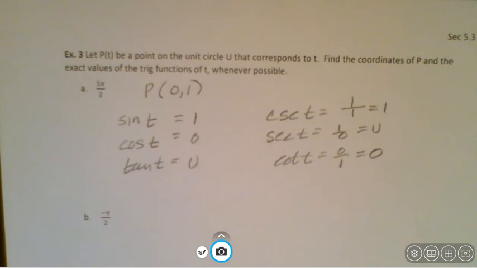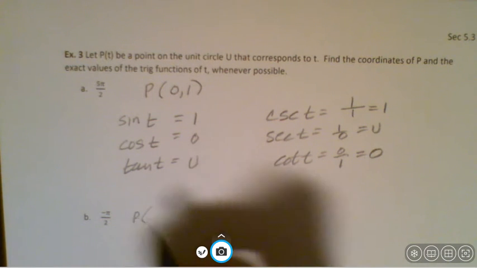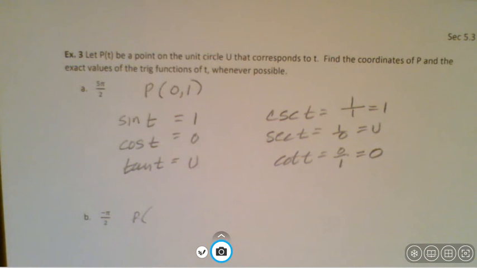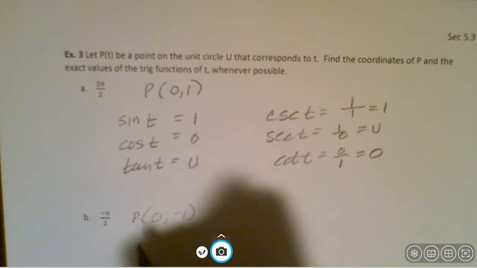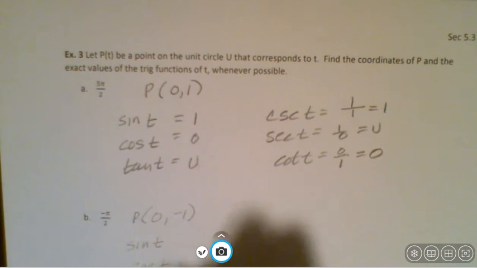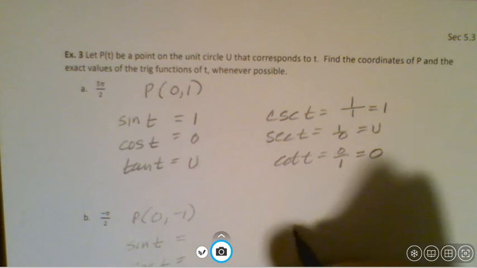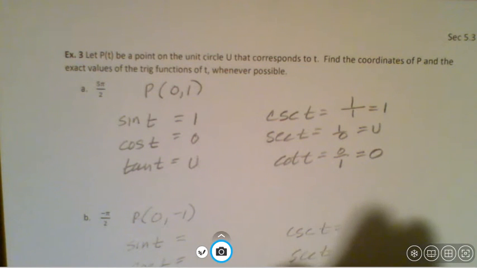So negative pi over 2. Remember, that means you go in the clockwise direction from your positive x-axis. So what point is that if you go to negative pi over 2? That's the point x is 0, y is negative 1. So we'll write these out again. It's good practice. You have a plan on test day because you've done it a bunch of times.